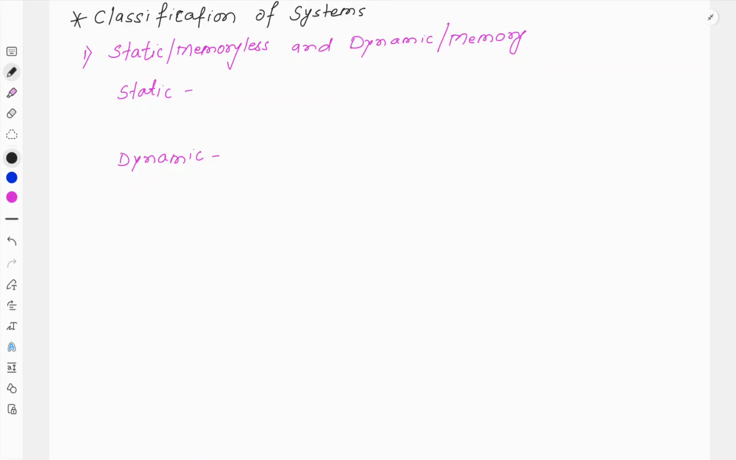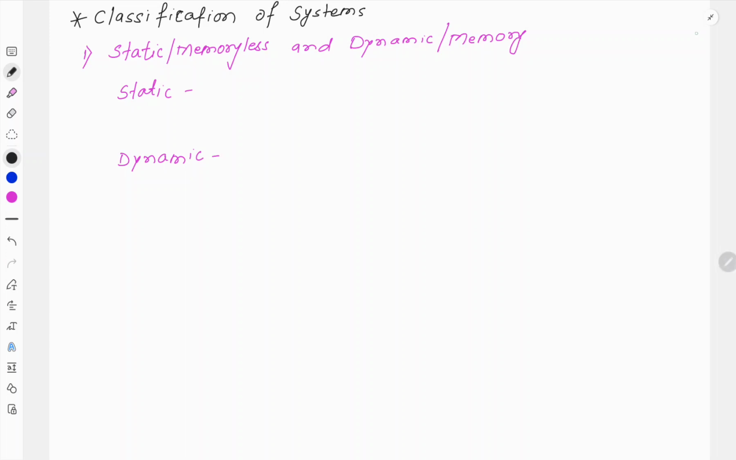In this video, we are going to discuss classification of systems in terms of inputs and outputs. So first classification is static and dynamic system. Static system is also called as memoryless and dynamic system is also called as memory system. So let us see the definition of static system.